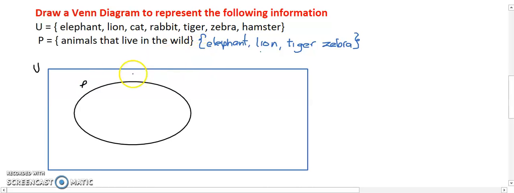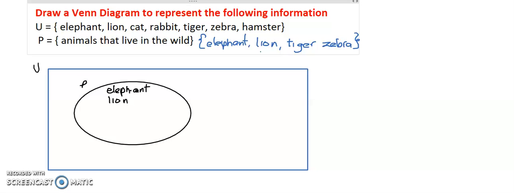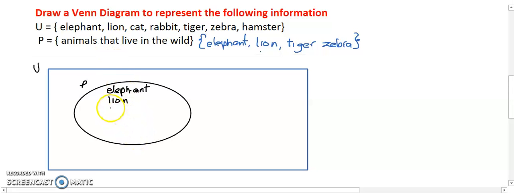Let us put in the members. So yes, we have elephant, we have lion, we have tiger. So those are the members of set P. Now we have to write in the other members that are in the universal set, but that are not in set P. So let us cross them off to make sure. Since we have elephant, we cross off the elephant, we cross off the lion, we cross off the tiger, and we cross off the zebra.